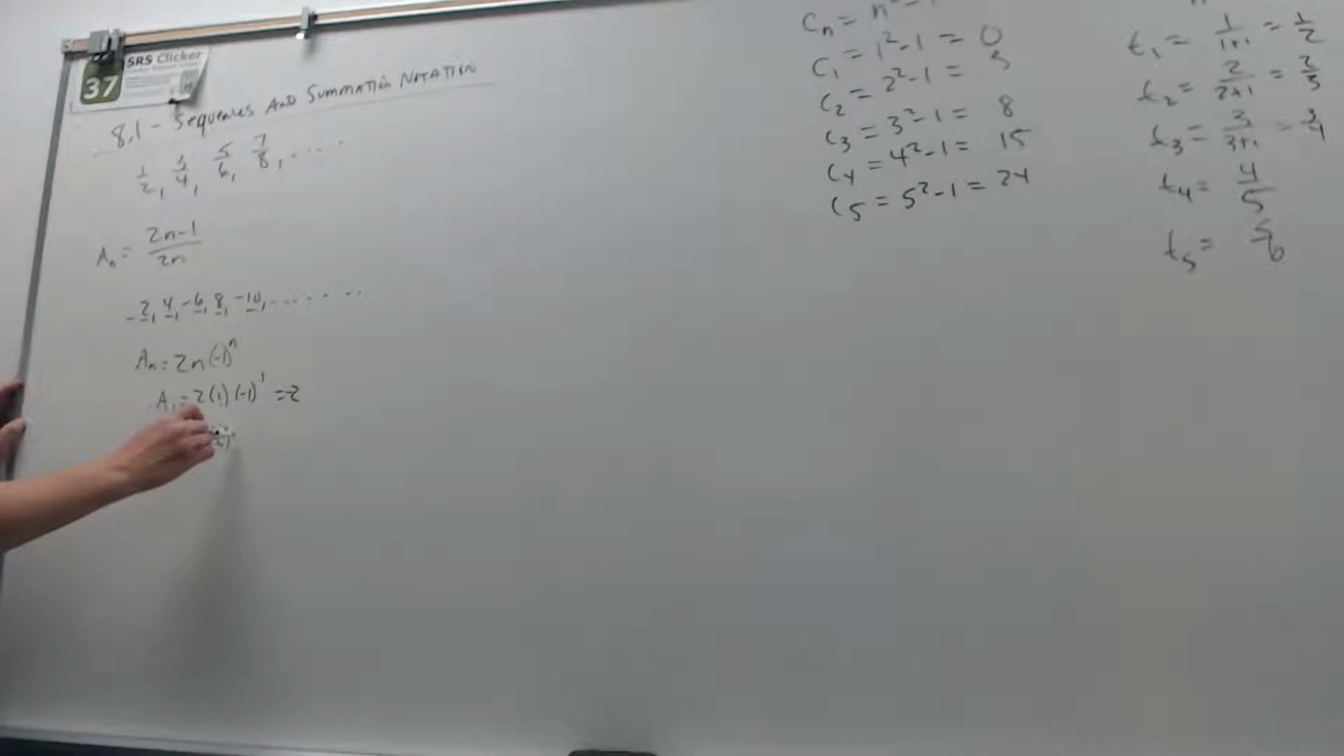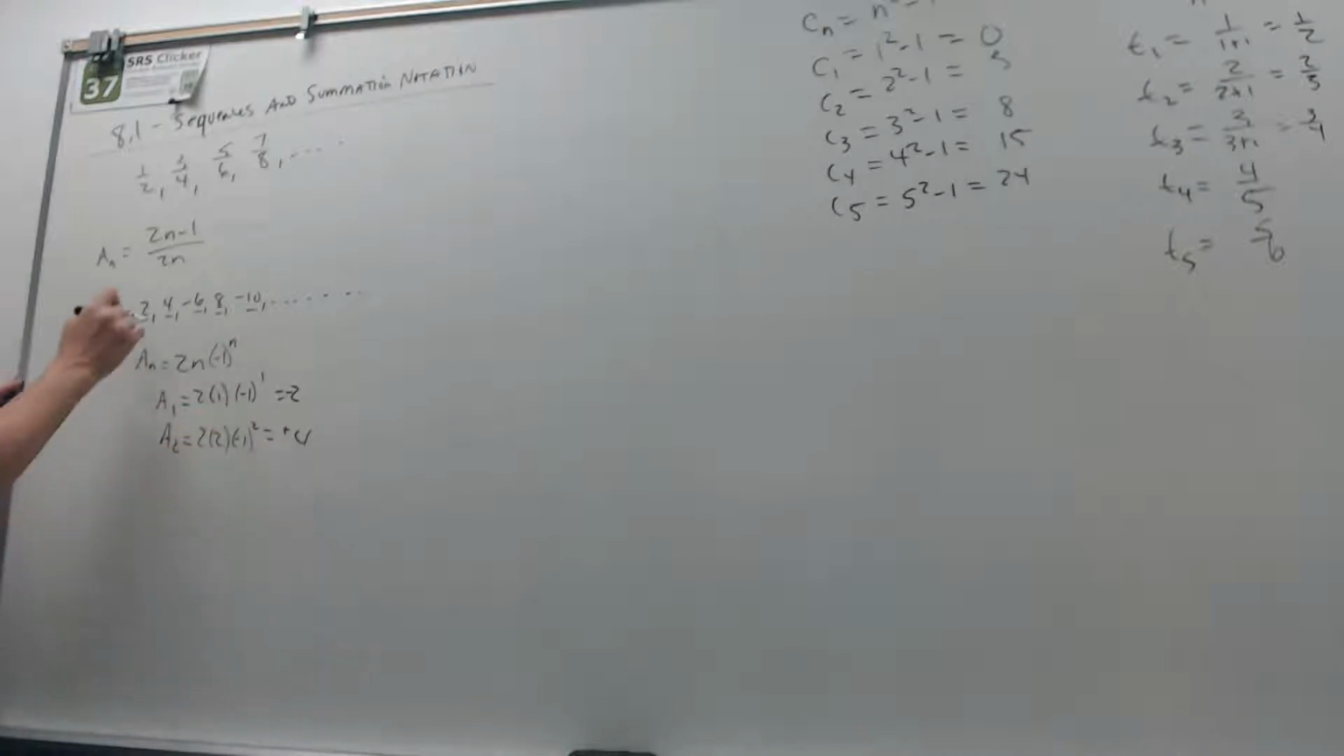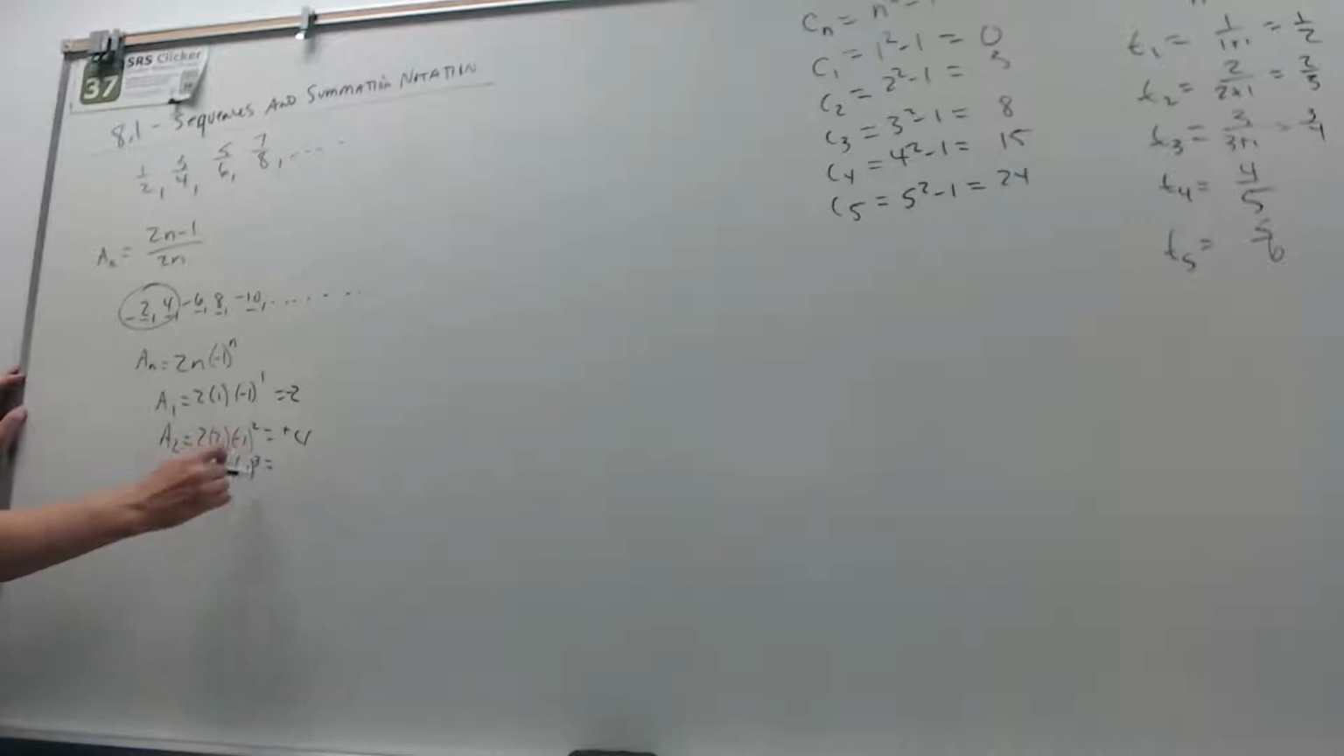Let's make sure that the second term works. 2 times 2, -1 to the second power. 2 times 2 is 4, -1 to the second power is positive. So yeah, so far. Check one more just to make sure. A sub 3, 2 times 3, -1 to the third power. So that's going to be 6, and it's going to be negative. It matches.